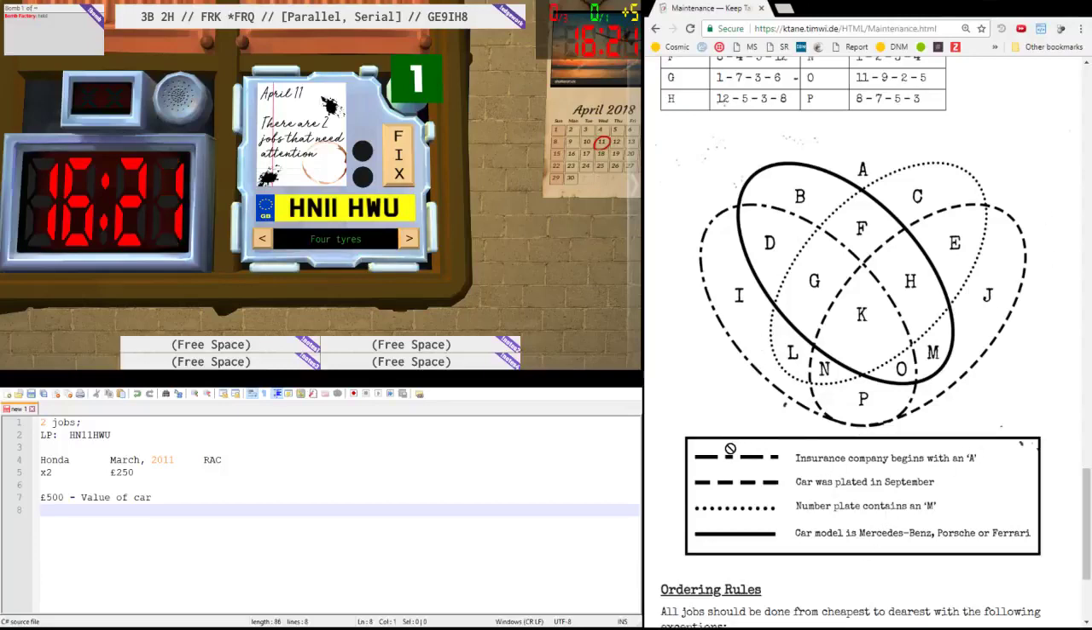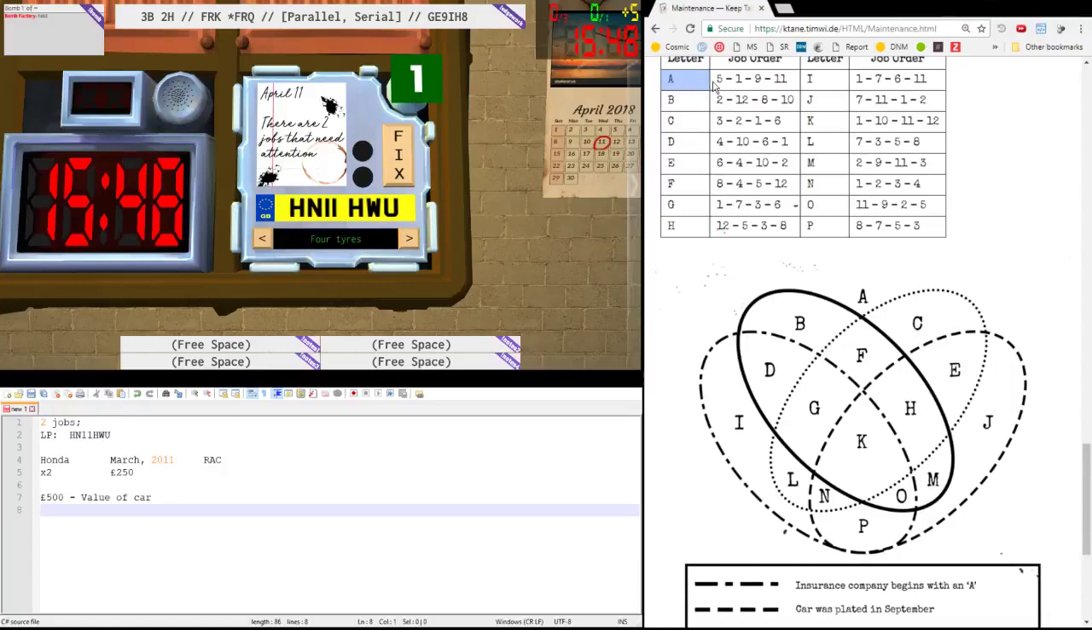First one is insurance company begins with an A, which is false. Second is car is plated in September, which is false. It was in March. Third is number plate contains a M, which is false. And last is car model is a Mercedes, Porsche, or Ferrari. Those, coincidentally, are your 3 more expensive ones, so that would be your 8, 9, 10 multipliers. We don't have one of those, so all 4 conditions are false. That makes it really easy to find it in the Venn diagram. We're looking at A.